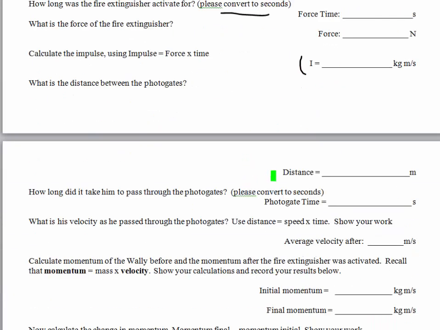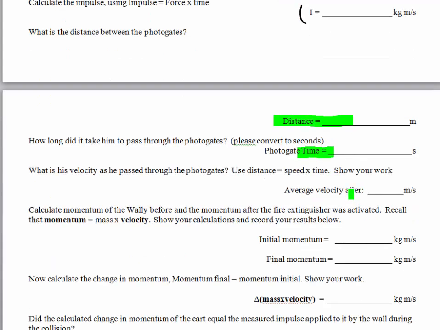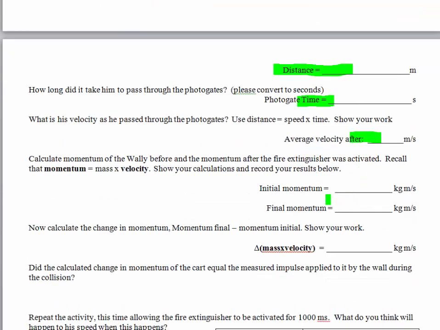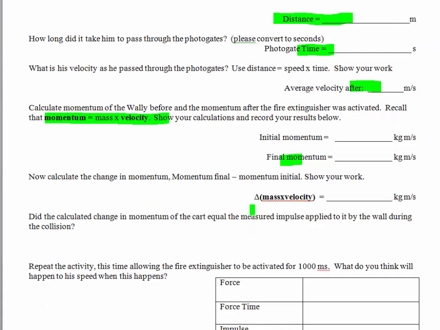Then we can say the distance between the photo gates was 10 meters. Again, convert the photo gate time to seconds as well. And then we can say, okay, distance is equal to rate times time, so we can calculate the speed afterwards. And then we can calculate his momentum. Momentum is just mass multiplied by velocity. Beforehand, it's actually going to be 0. And then finally, you can see how much it changed by.